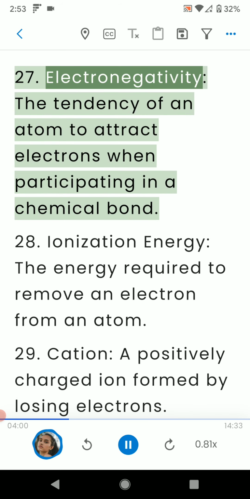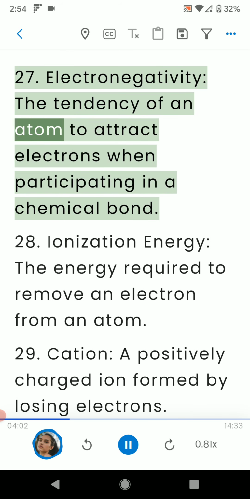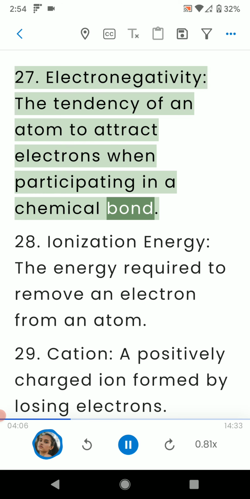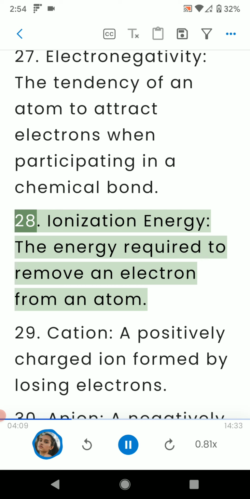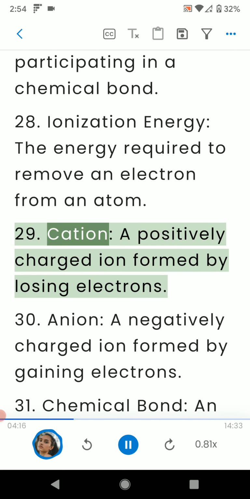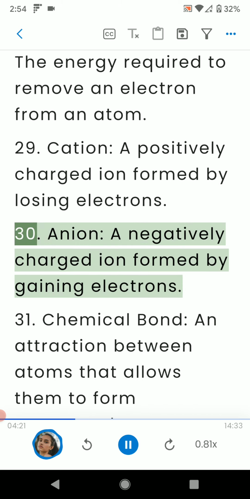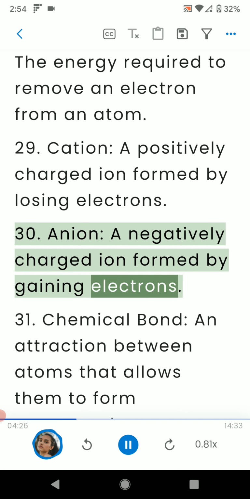27. Electronegativity, the tendency of an atom to attract electrons when participating in a chemical bond. 28. Ionization energy, the energy required to remove an electron from an atom. 29. Cation, a positively charged ion formed by losing electrons. 30. Anion, a negatively charged ion formed by gaining electrons.